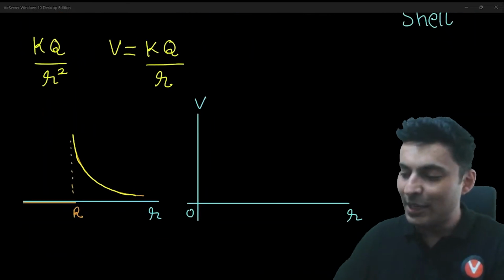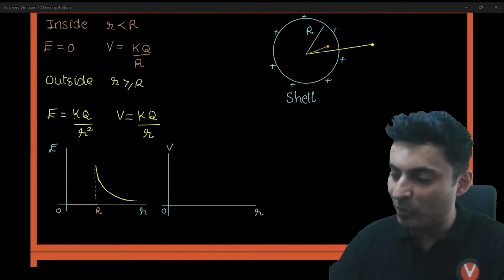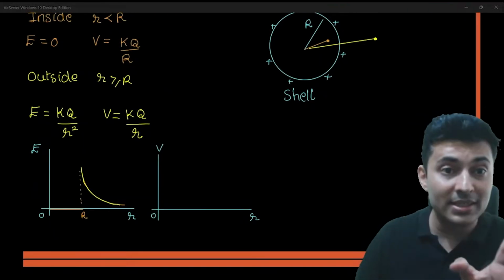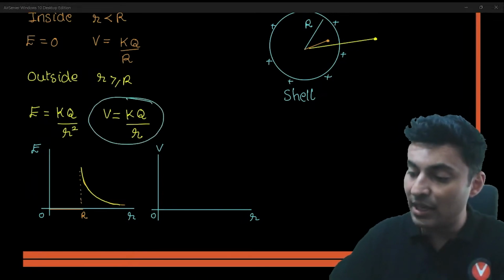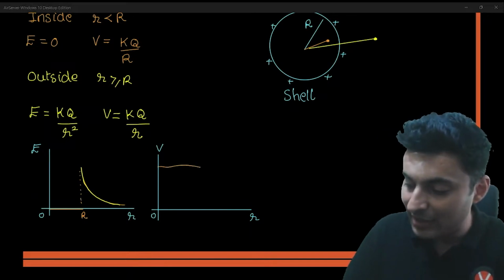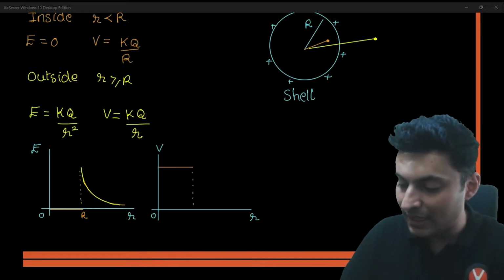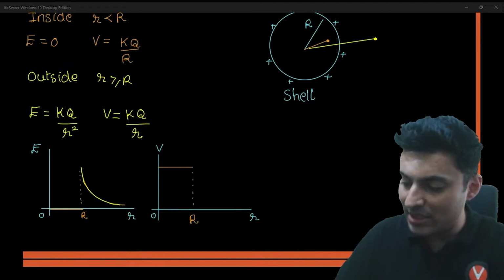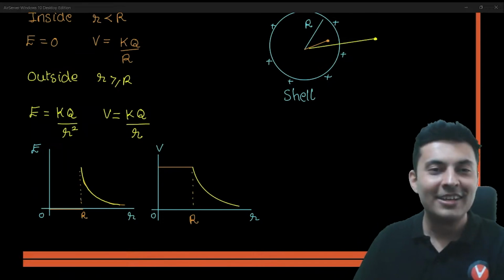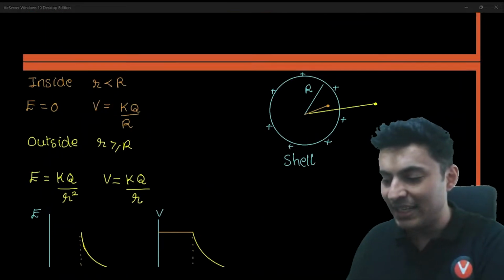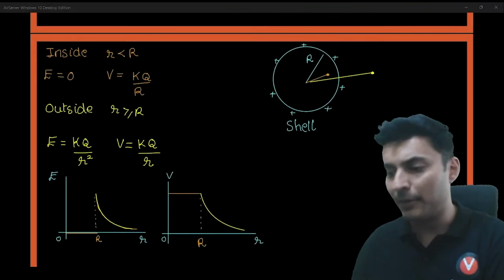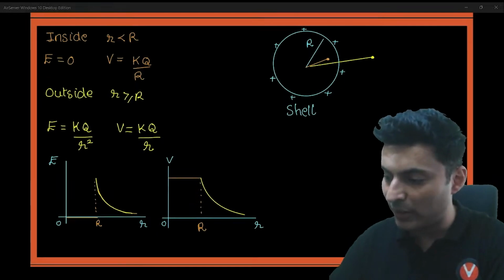Similarly, if you talk about potential, look at it. Potential is KQ by capital R. Now capital R means it is a constant, it has not changed. And outside it is KQ by small r. Small r is a variable. So that means potential graph will be a straight line till R. And once you go outside, it will be 1 by r proportional. So it will be like this. So it will become a hyperbola. What an important graph. This is for the shell, my dear audience. Very good. Next important graph. Let's go for it.